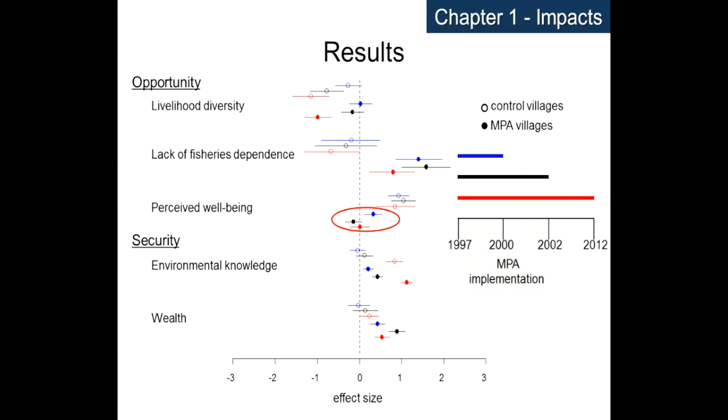The other key result I want to point out here is that for a number of these indicators, including fisheries dependence and wealth, there were positive changes during the implementation period, but these changes weren't always sustained and didn't continue to accrue post-implementation. So we can see that the effect sizes are going back a bit.